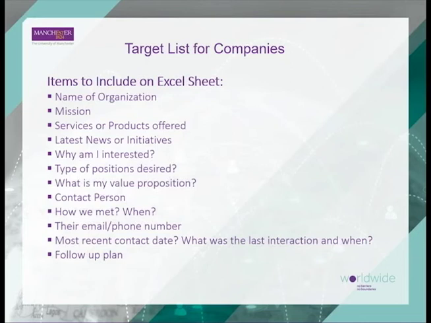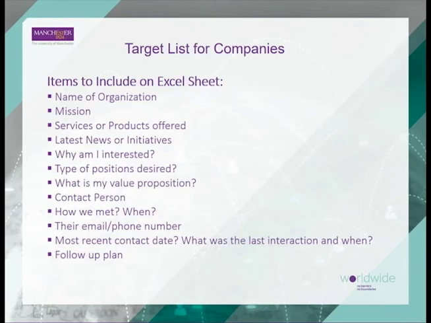And do you know any people in this organization? Do you know someone who could refer you? And if you know someone, how did you meet and when? Do you have their email, their phone? If you put this information in an Excel sheet and try to build it up, this will speed up your search process and it will make it more organized.